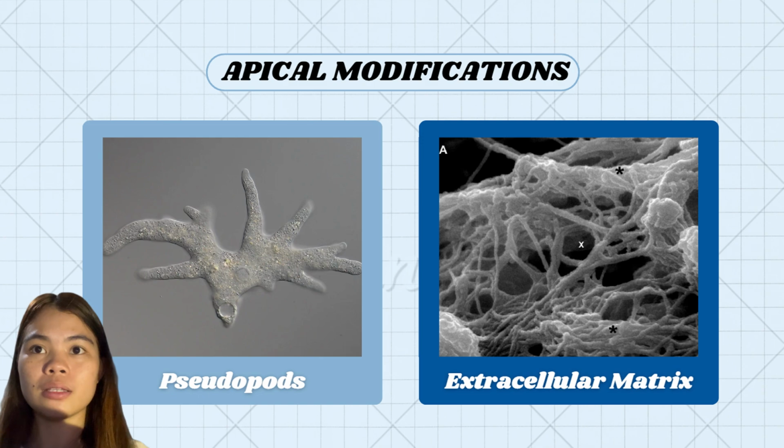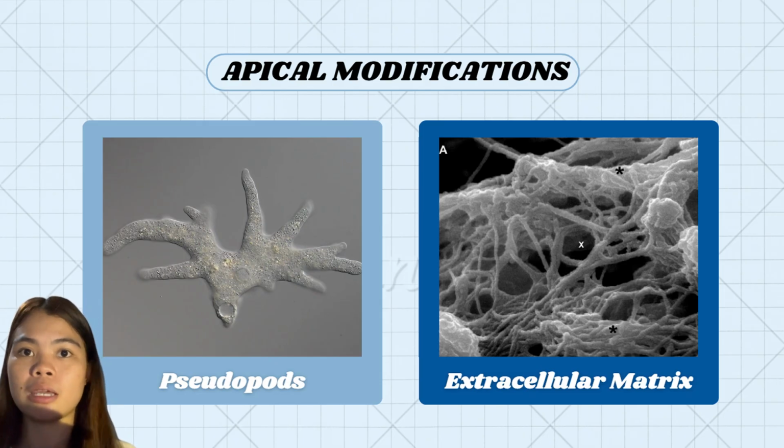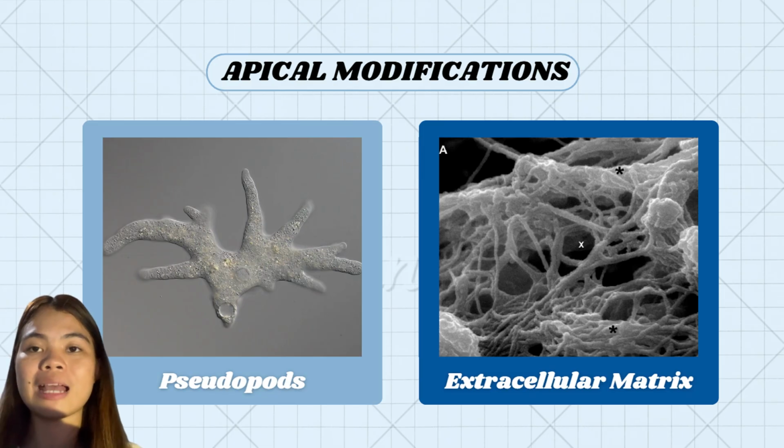And the last one is the extracellular matrix, or the ECM. It is a compound secreted by the cell on its apical surface. Cell wall is the extracellular structure in plant cells that distinguishes them from animal cells. Glycoproteins are the main ingredient in ECM in animal cells.